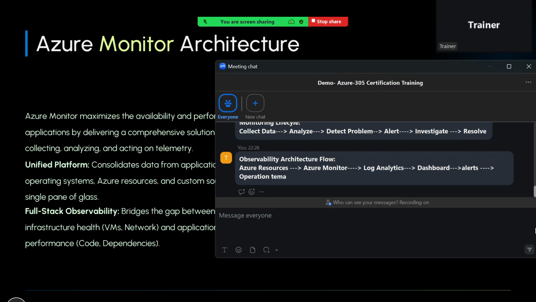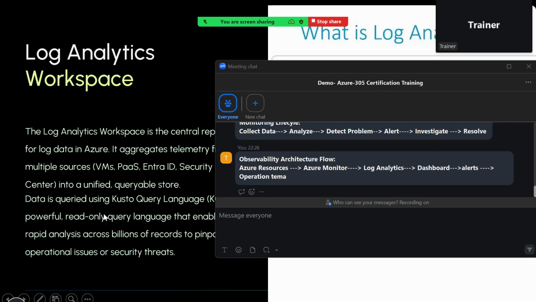Okay. Now what are the VM metrics? CPU, memory, and disk. So the operations team can immediately see the resource health. Now what is Metrics Explorer?